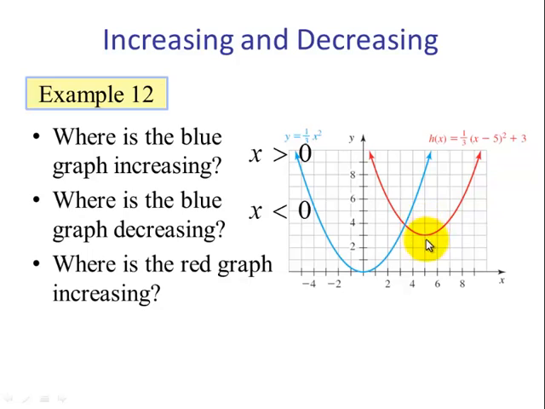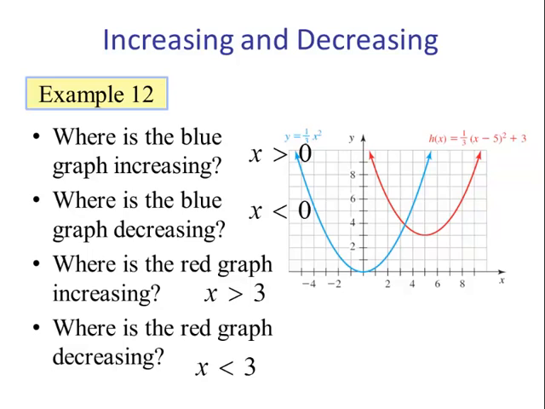We want to go to the vertex. To the right of the vertex it's increasing. To the left of the vertex it's decreasing. So to answer the question, when x is greater than 3, the red graph is increasing, and the red graph is decreasing when x is less than 3.